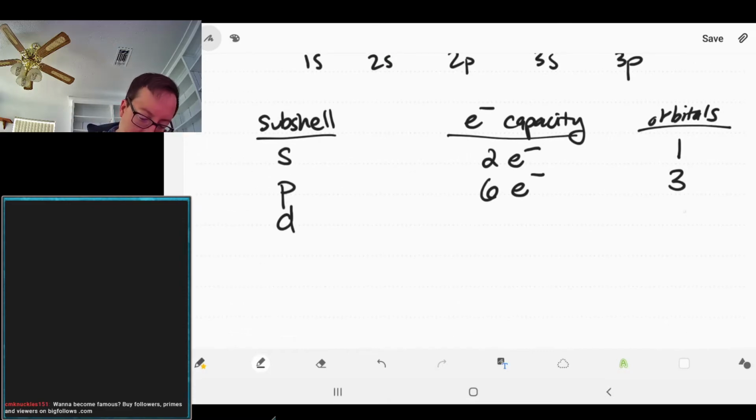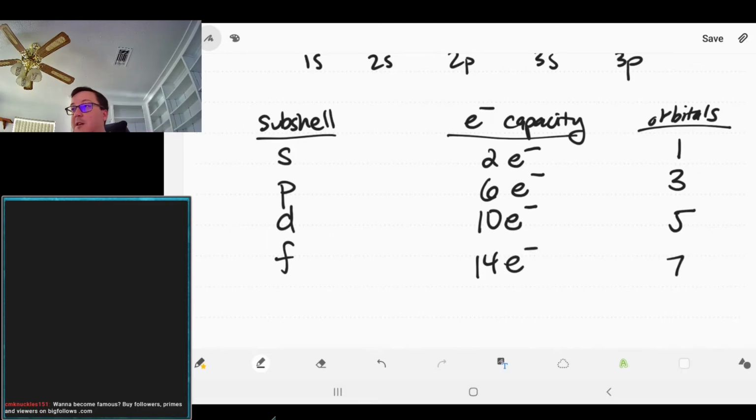With d orbitals, we're going to have 5 of those. We looked at their pictures earlier. Since each one can hold 2, the d subshell will hold 10 electrons. And then if we go to f, we're going to hold 14. So notice that the orbital number increases by 2 each time, and therefore the electron capacity increases by 4 each time.